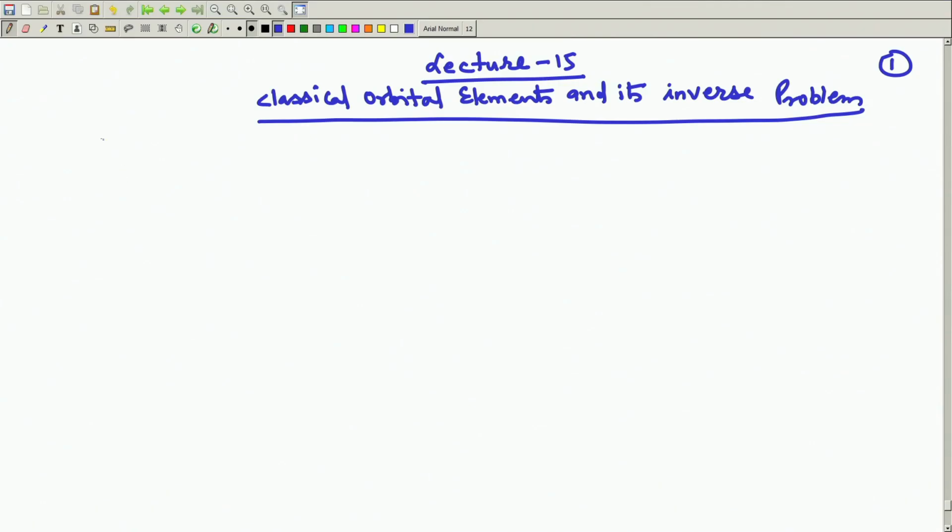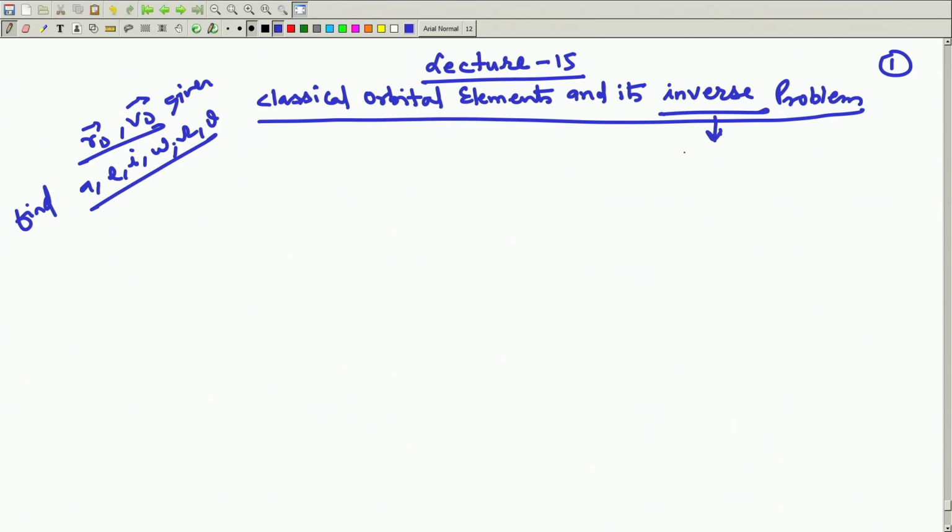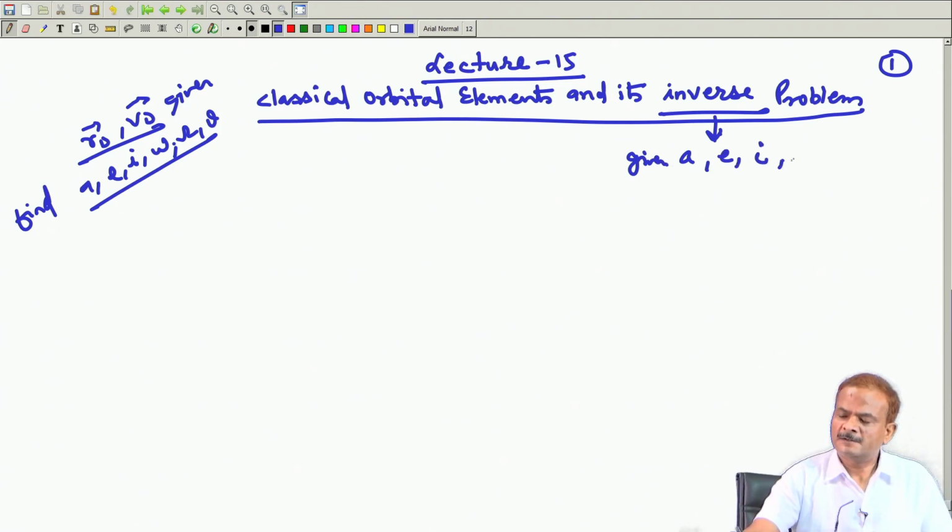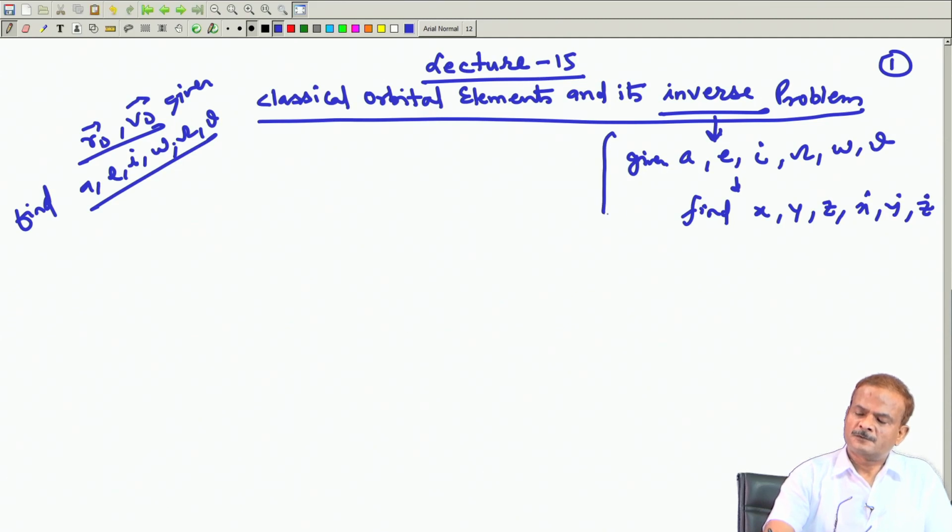data. I have already stated that R 0 and V 0 are given. So, find A, E, I, small omega, capital omega and theta. Okay. And then there will be the inverse problem of this. The inverse problem will be: given A, E, I, capital omega, small omega and theta, from there find x, y, z, x dot, y dot and z dot. So, these are the two problems.